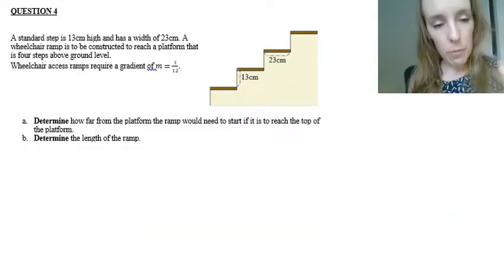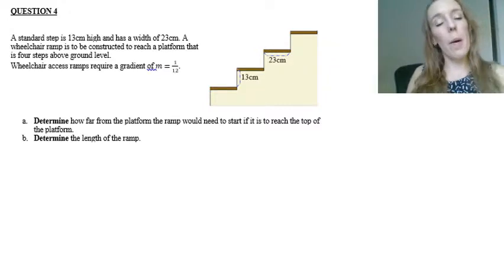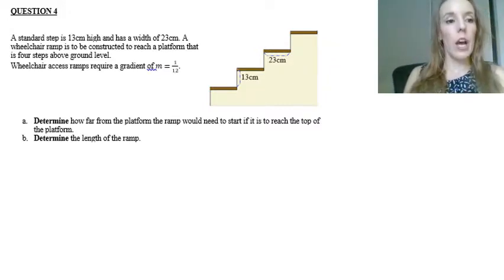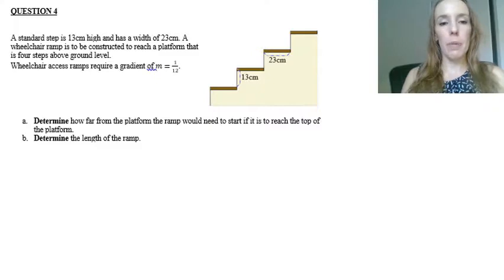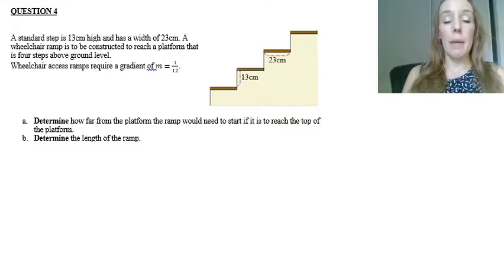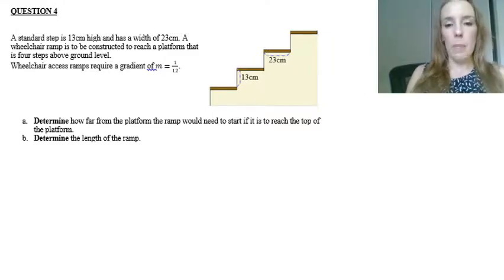Okay, so question 4, which is the first of our modelling and problem solving questions. A standard step is 13 centimeters high and has a width of 23 centimeters. A wheelchair ramp is to be constructed to reach a platform that is 4 steps above ground level. Wheelchair access ramps require a gradient of m equals 1 over 12. So we've got a picture there illustrating our steps there. So A, determine how far from the platform the ramp would need to start if it's to reach the top of the platform.